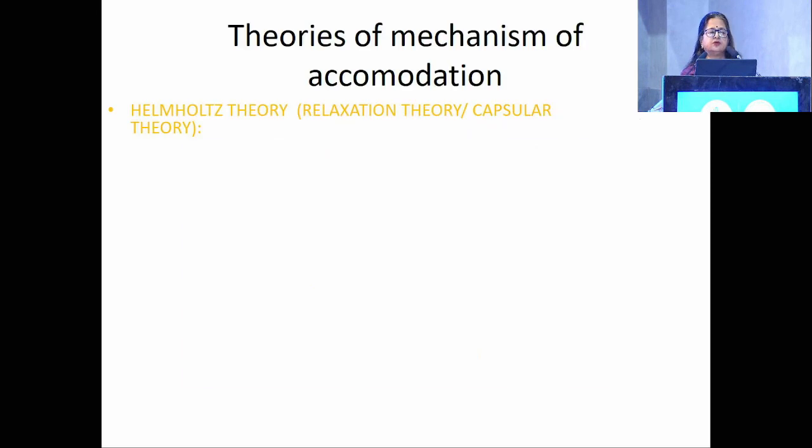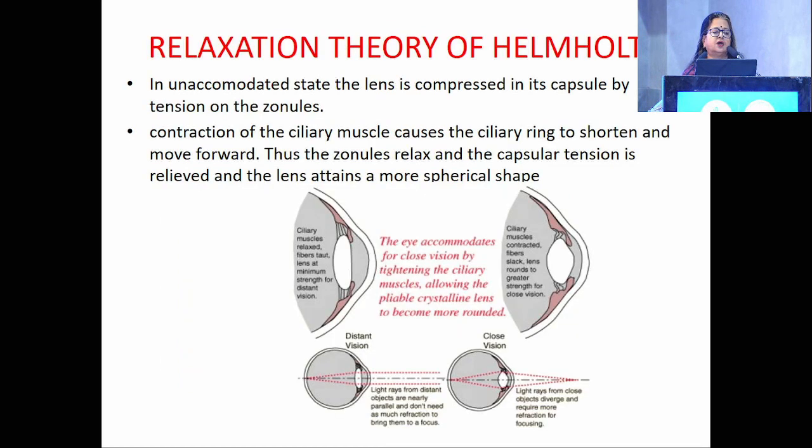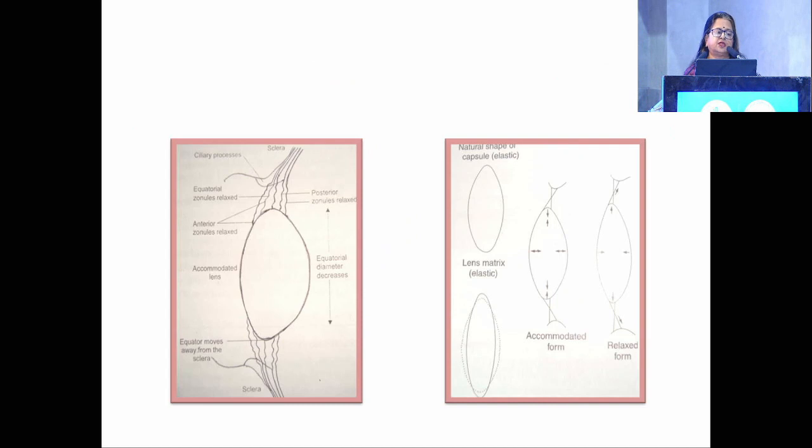There are various theories. So Helmholtz theory, in which in the unaccommodated state, the lens is compressed by the capsule, by the tension of the zonules, and contraction of the ciliary muscle causes the ciliary ring to shorten and move forward. Thus the zonules relax and the capsular tension is relieved and the lens attains a more spherical shape.